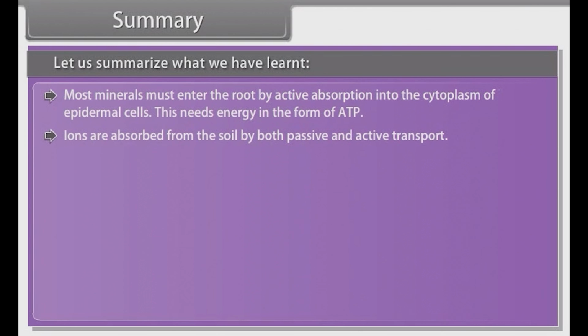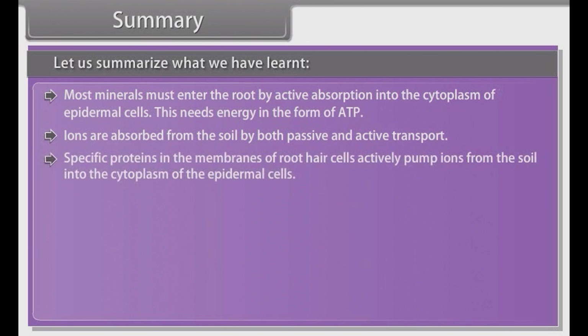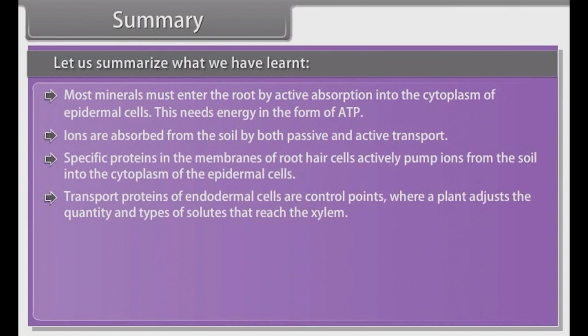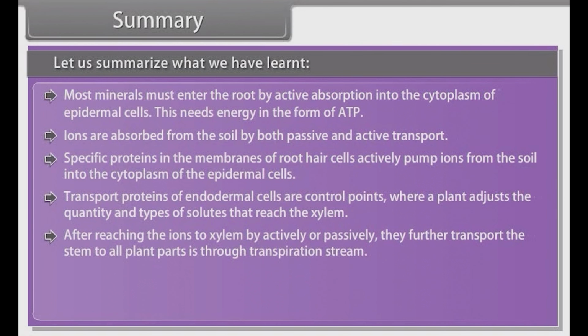Ions are absorbed from the soil by both passive and active transport. Specific proteins in the membranes of root hair cells actively pump ions from the soil into the cytoplasm of the epidermal cells. Transport proteins of endodermal cells are control points where a plant adjusts the quantity and types of solutes that reach the xylem. After reaching the xylem, actively or passively, the ions are further transported to the stem and all plant parts through the transpiration stream.